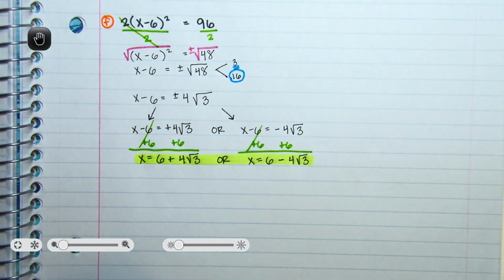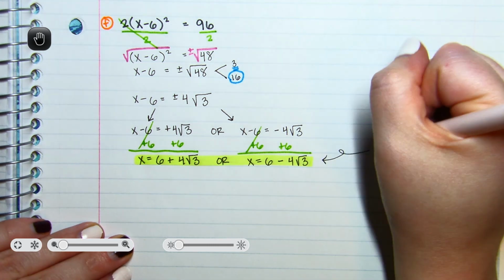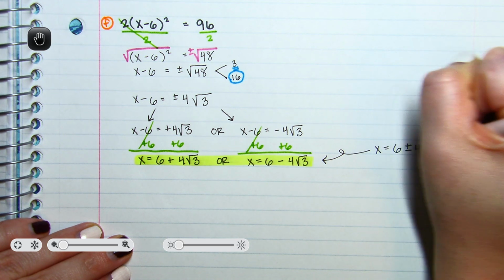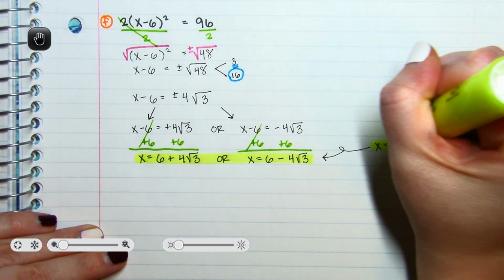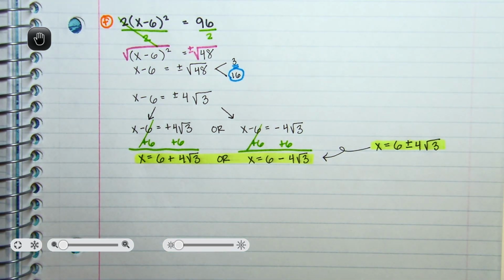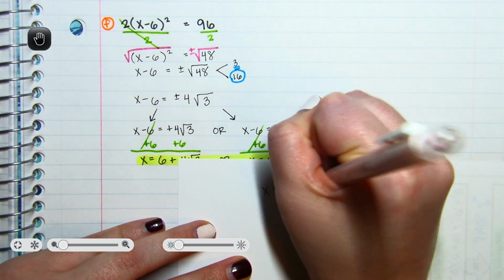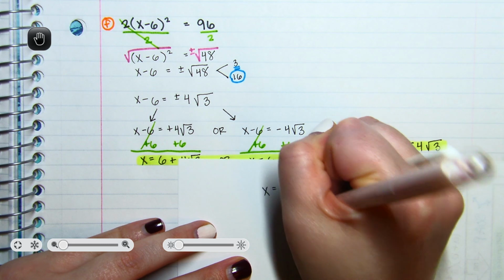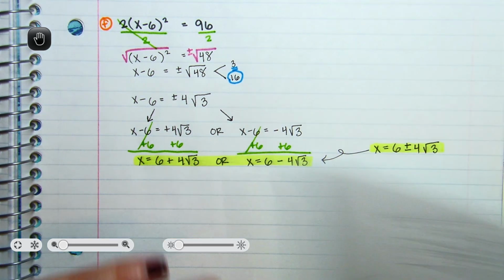So you can either write it like that, or you can write it as x equals 6 plus or minus 4 rad 3. Those mean the exact same thing. Just like how when we write x equals 5, comma, x equals -5, you can write it like that, or you can write it as x equals plus or minus 5. It's the exact same idea.